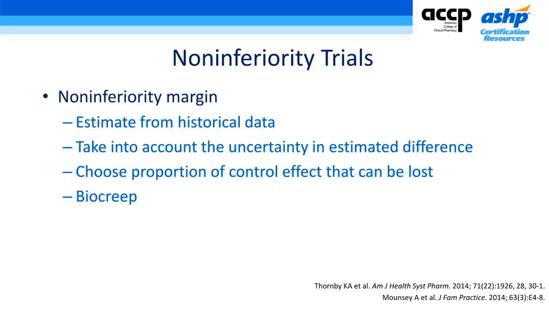You take into account the uncertainty in the estimated difference between the groups, and then you'll always have to choose a proportion of the control effect that can be lost. Now, for certain disease conditions, FDA has some recommendations as far as non-inferiority margins to use. There could be some biocreep, which we did see earlier on with non-inferiority studies evaluating different anticoagulation agents.